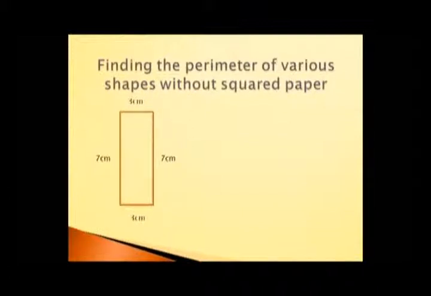Around the shape we have 7 centimeters, 3 centimeters, 7 centimeters, and 3 centimeters. What is the perimeter? Did you guess 20 centimeters? Very good. Let's move on.